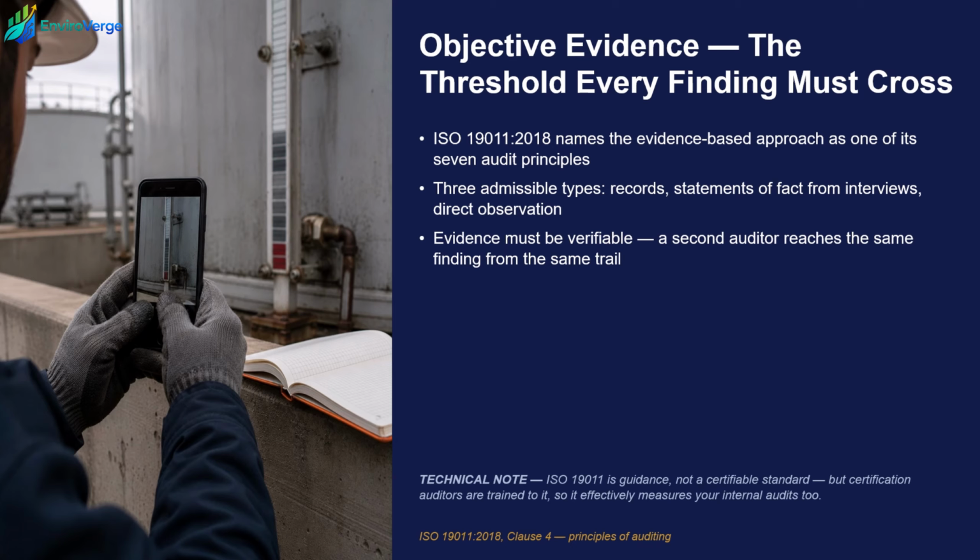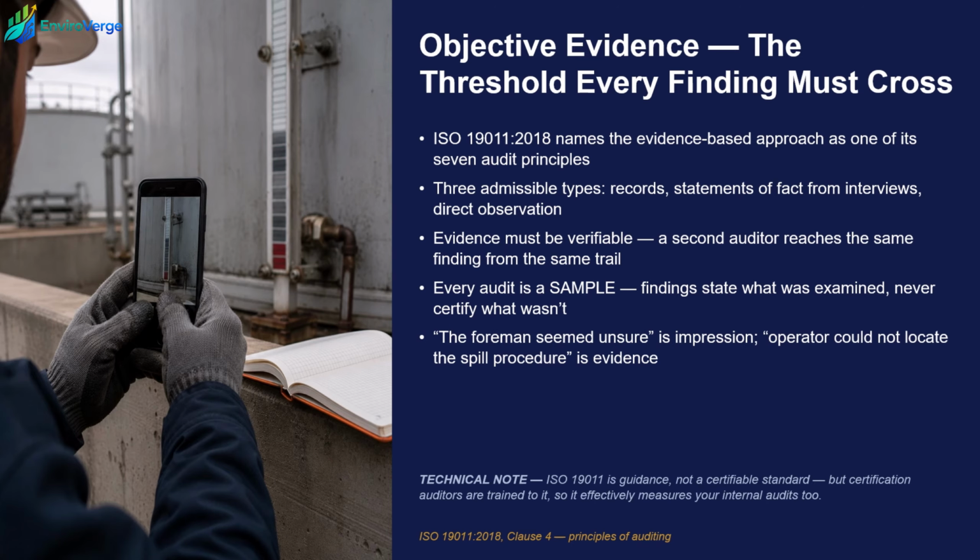And remember, every audit is a sample. You state what you examined. You never certify what you didn't. The foreman seemed unsure is an impression. The operator could not locate the spill procedure. That's evidence.